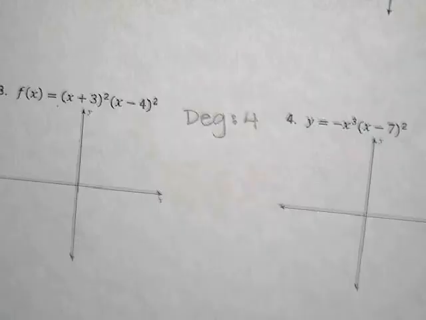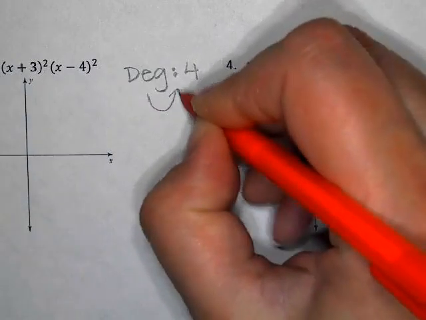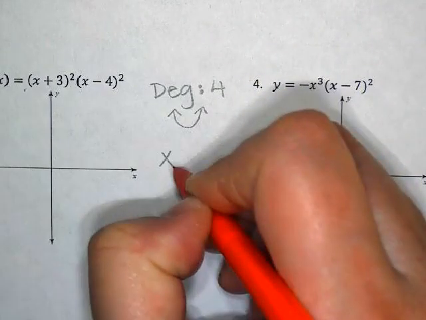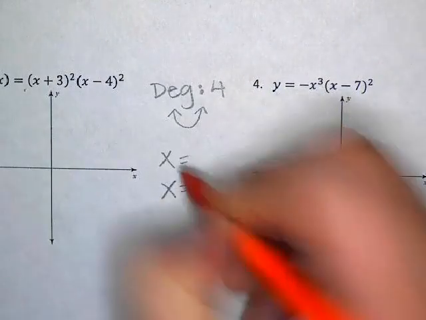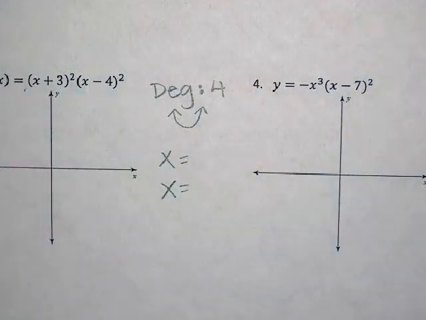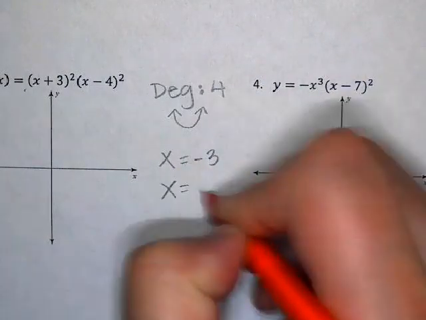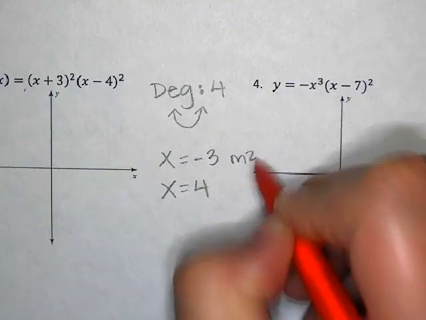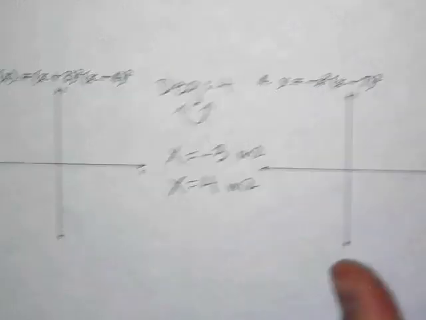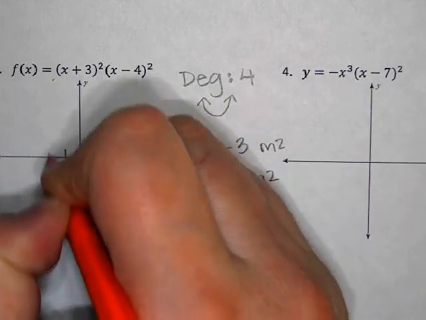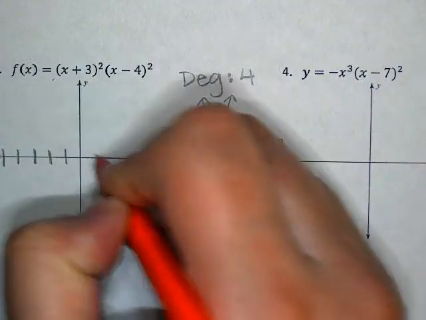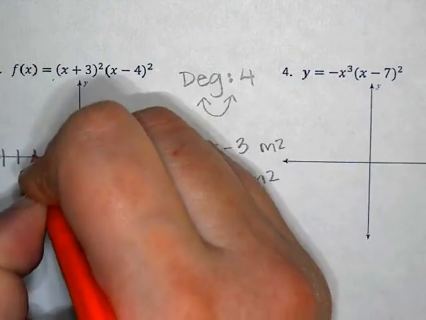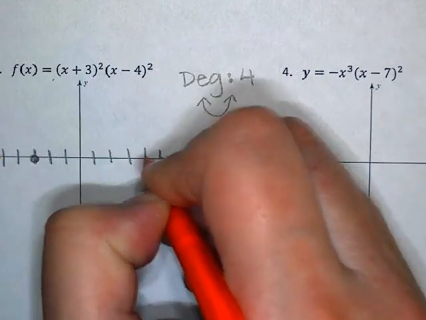All right, what x-intercepts do we have? -3, +4. They both have a multiplicity of 2. Okay. 1, 2, 3, 4, 5. Both arrows go up.